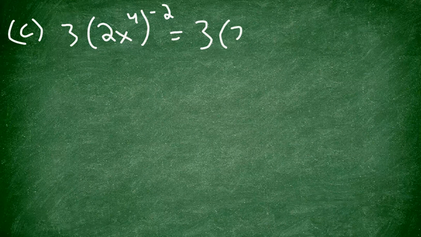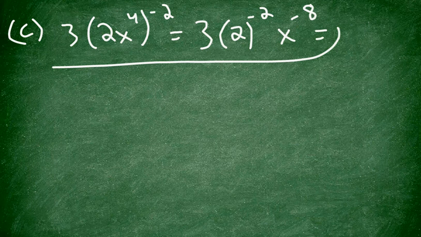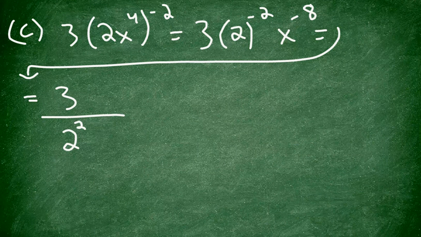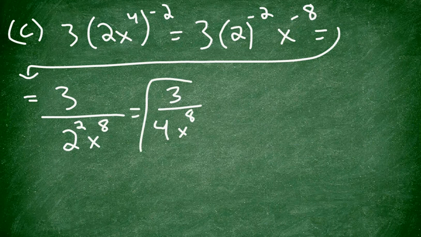I have 2 to the -2. Again, notice how I put that in parentheses. x to the -8, 4 times -2. So now we have 3 over 2 to the +2, x to the +8, and then we know that 2 squared is 4. So this would be my final answer for part C. Okay? All right, question D.